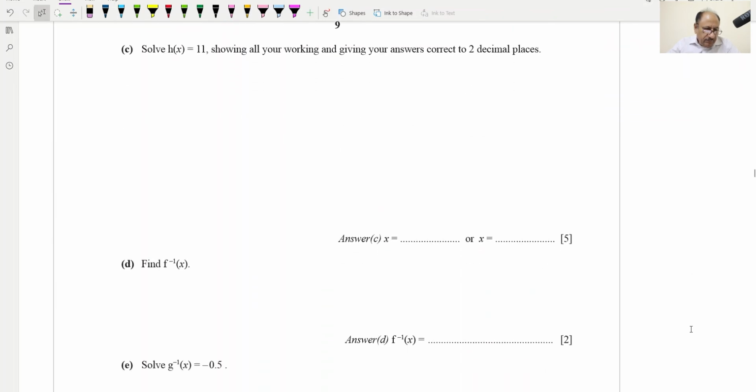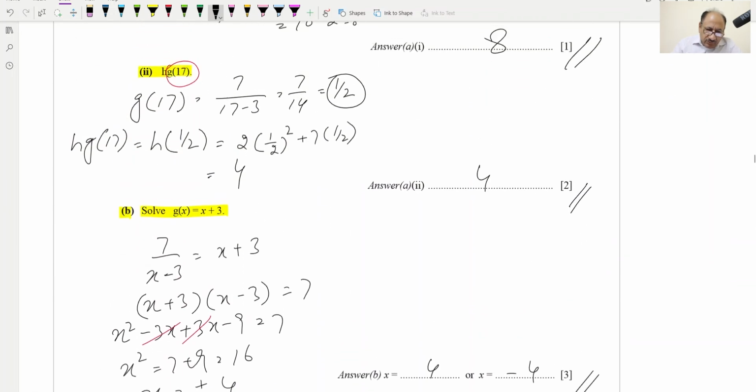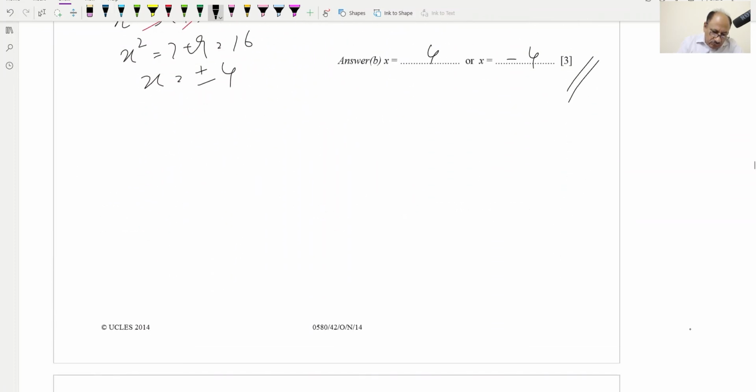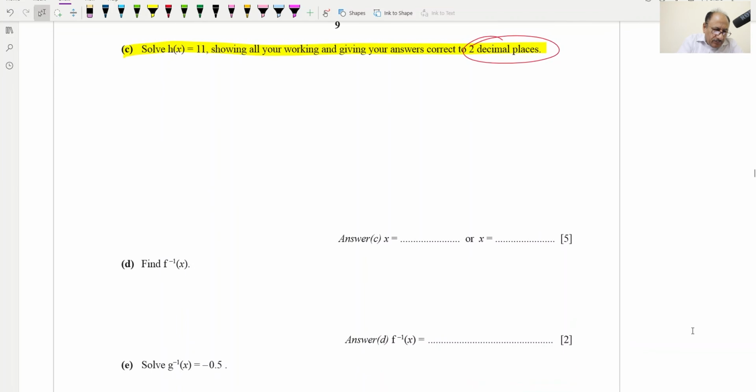Now C part, solve h of x is equal to 11. Show all your working and give your answer correct to 2 decimal places. 2 decimal places answer we have to provide. Now h of x is what? H of x is given over here, which is 2x squared minus 7x. So we will write 2x squared minus 7x, which is h of x, and it is provided equal to 11. So we'll write equal to 11, and we will solve this.